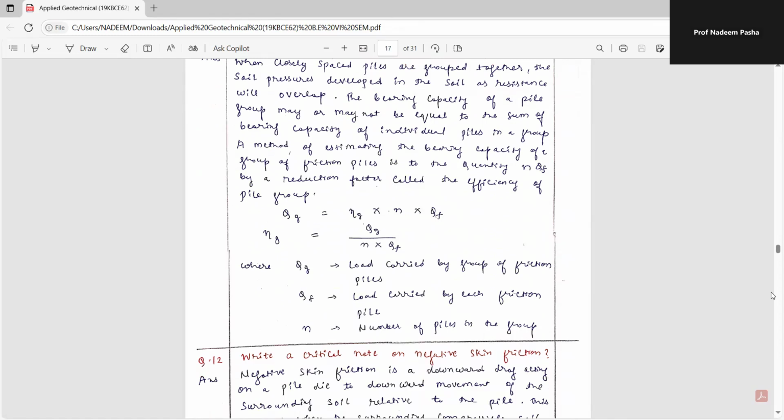QG equal to eta G into N into QF. Eta G equal to QG by N into QF. QG equal to load carried by a group of friction piles. QF is equal to load carried by each friction pile. N is the number of piles in the group.